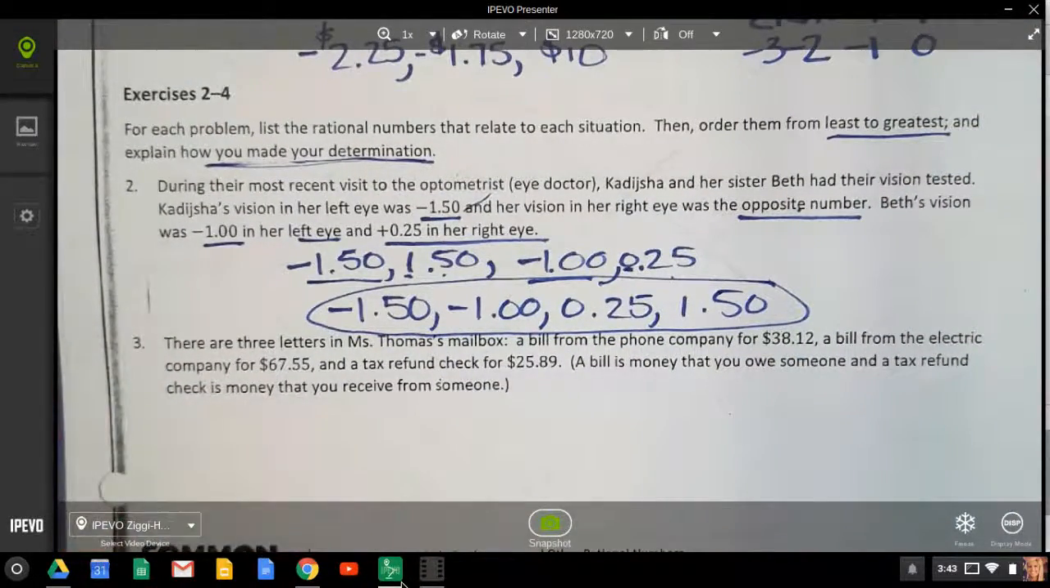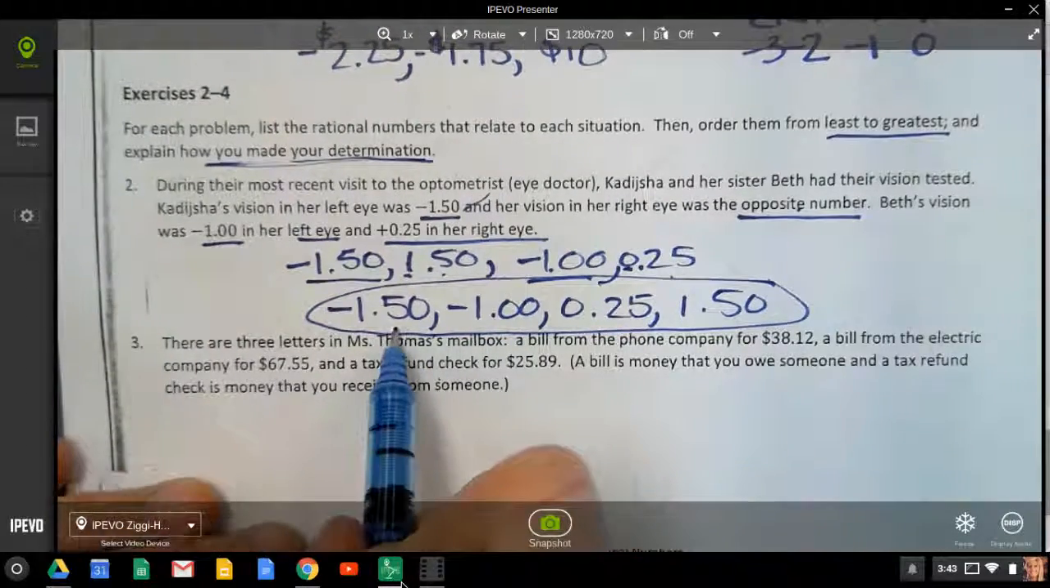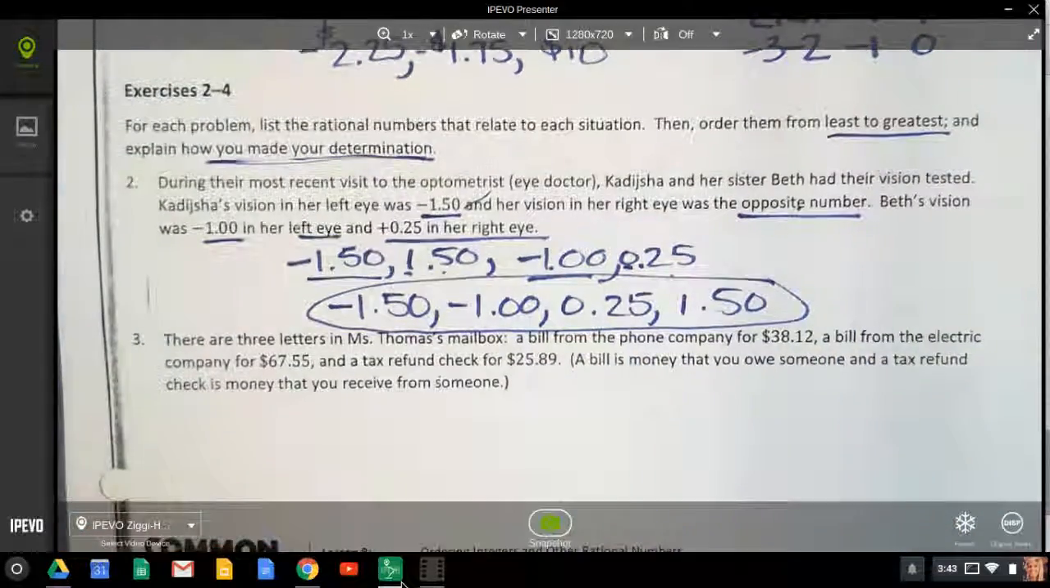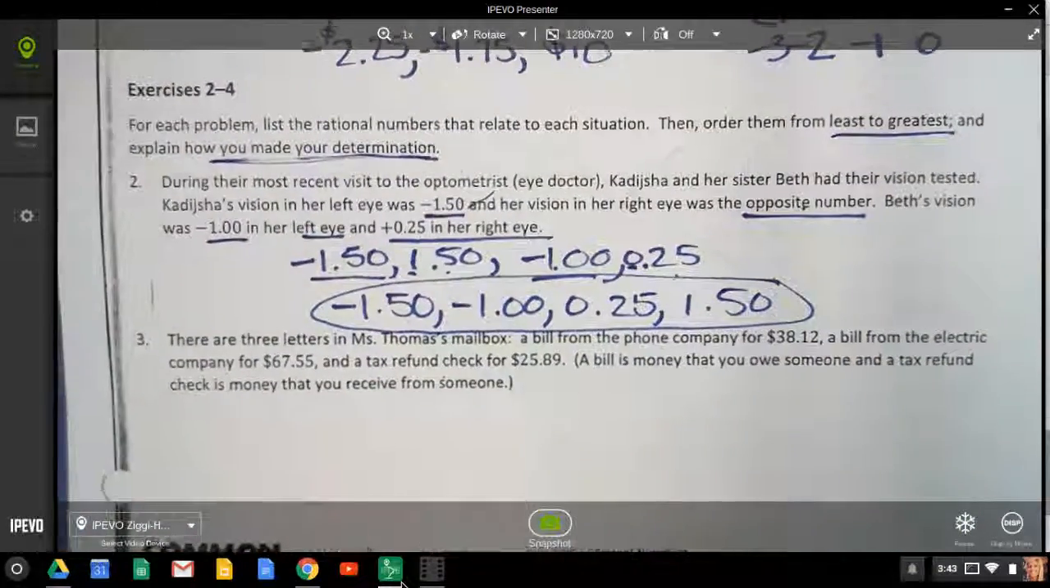And it says explain how we made our determination. Well, we kind of talked through that. We said that this was the furthest from 0, and then we just worked our way up the number line.